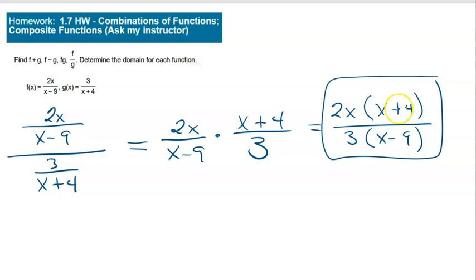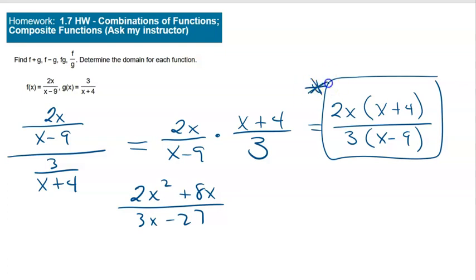Well, distribute. So in the numerator, you could say that's 2x squared plus 8x. And in the denominator, if you really want to distribute it, 3x minus 27. But I don't believe there's any point in that. And I also don't think it's probably necessary for the homework. But I can't guarantee you that. Different homeworks, different textbooks handle that different ways. And I'm pretty sure this is what I typed in when I practiced the homework, and they accepted it.